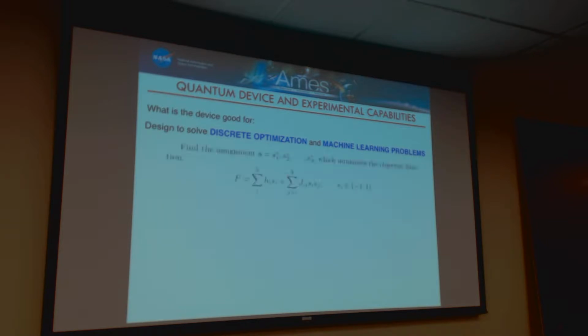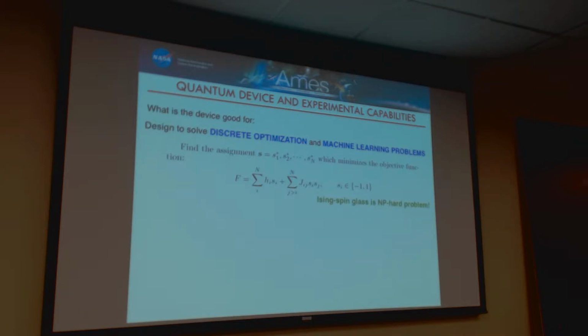So let me just give you a brief overview of what the device is good for. The device is basically good for solving discrete optimization and machine learning types of problems that can be mapped to this form. What you have here is an objective cost function that you want to minimize. Here the variables are the S, and they take values -1 or +1, so they're spin variables. What you're given are the values of the H's and the J's, which we call the local fields and the couplings. For this quadratic expression, what you're after is finding the assignment of each one of these binary variables that minimizes the value of f. That's all the device is good for.